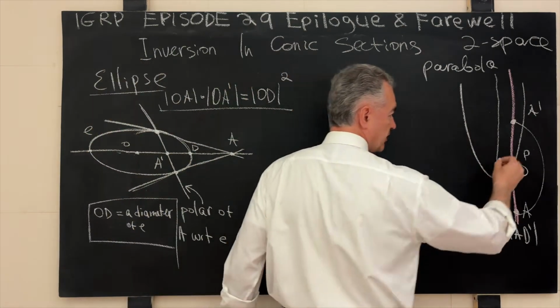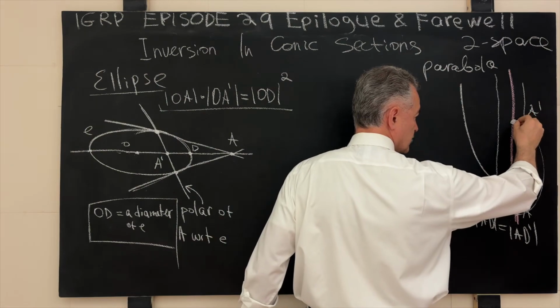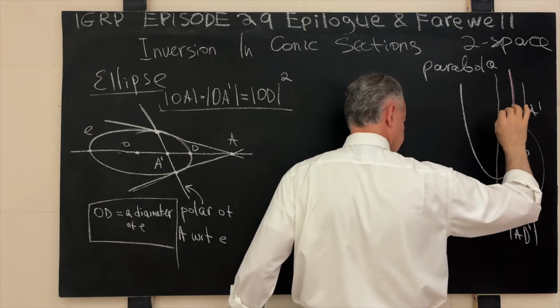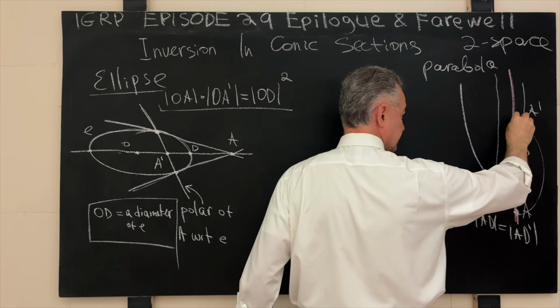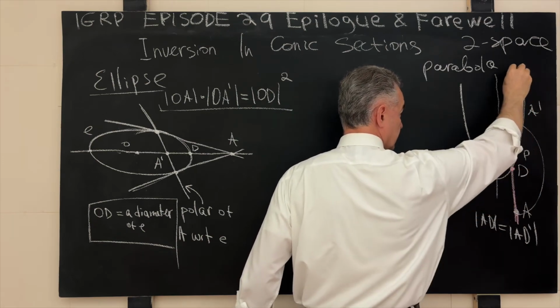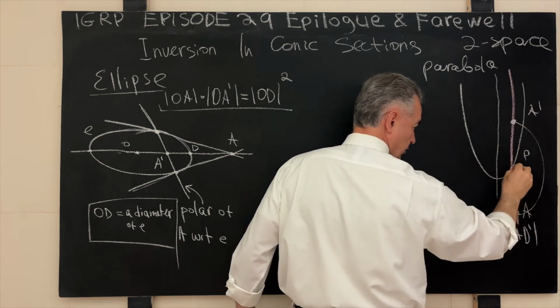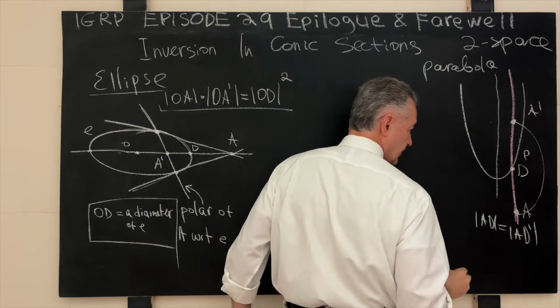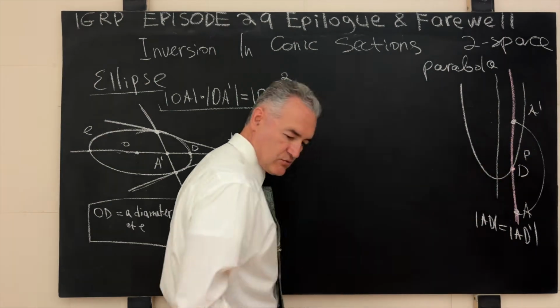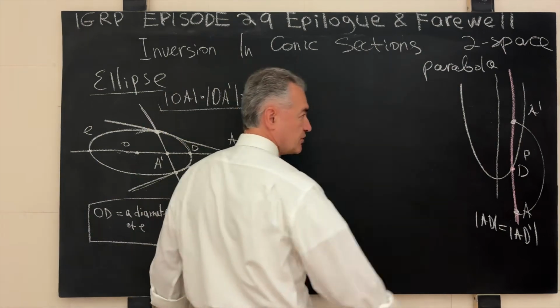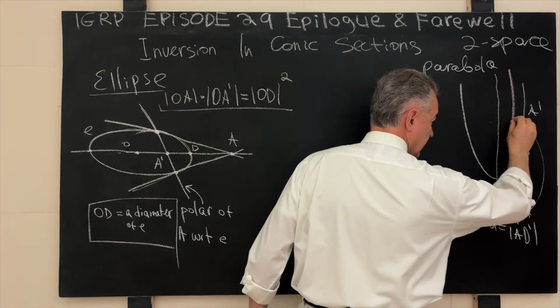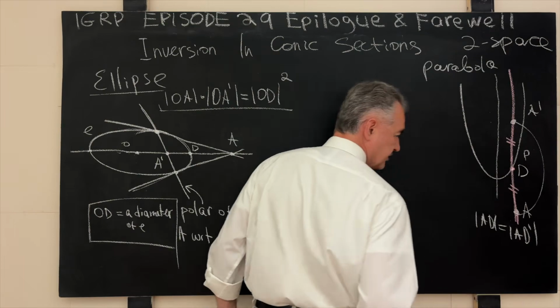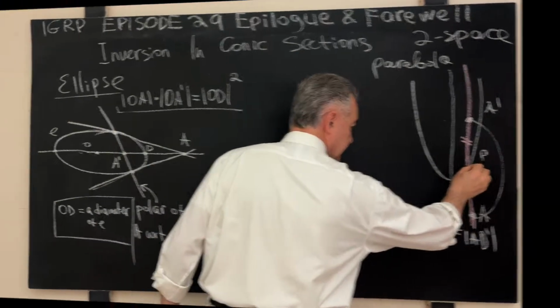Consequently, we understand how to construct the image of a given point if it's located, let's say, inside of a parabola like this. You see, we construct a straight line parallel to its axis where it intersects the parabola. We'll mark this point as D, let's say, and then what Apollonius proved is that this distance A prime D is equal to the distance AD.